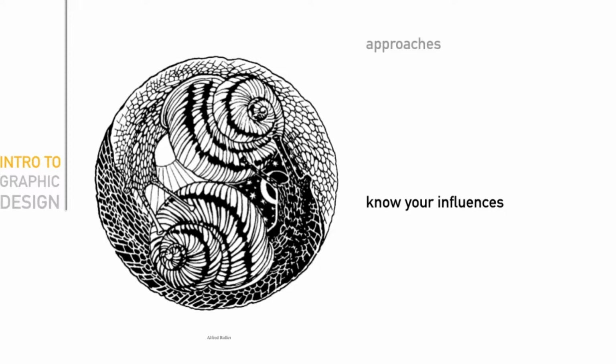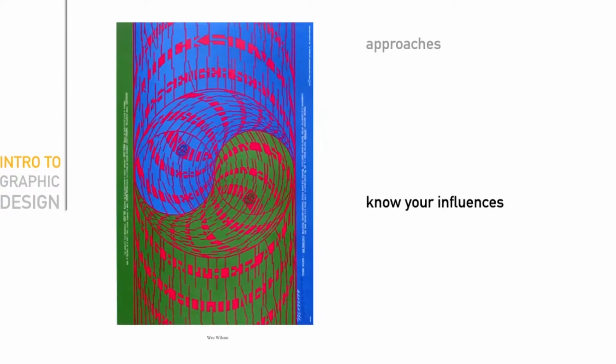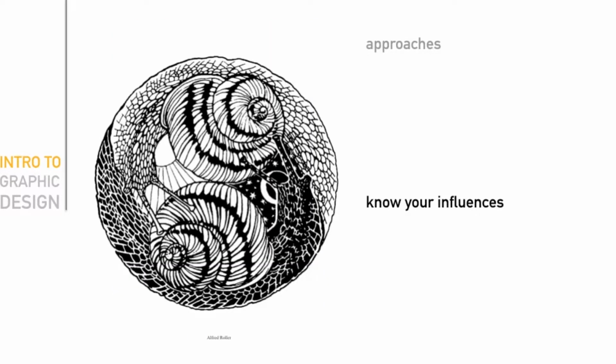Knowing your influences, knowing where you get your own design predilections and preferences from, is a valuable thing to understand. It helps you understand who you are as a designer. So for instance, looking at this design by Alfred Roller, we can see a very strong influence and relationship to this, which came many years later. So this was influenced by that.